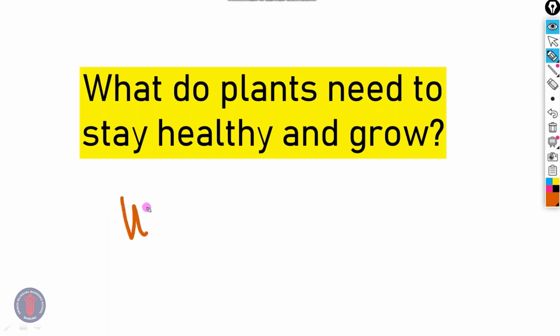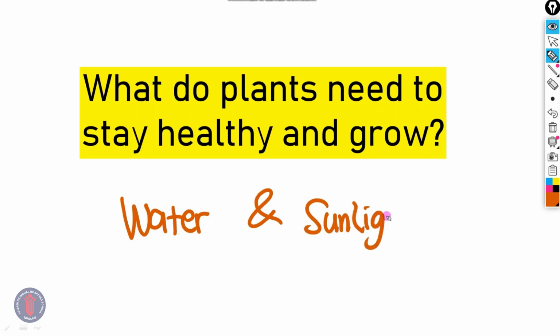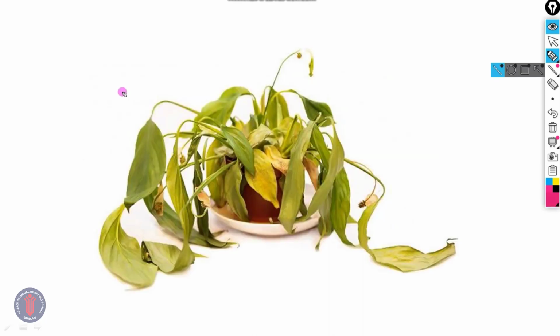Yeah, it is water and sunlight. Very good. So in the next slide, we are going to discuss what will happen if the plants lack water and sunlight. Well, here we can see that this plant is dry and also wilted, right?